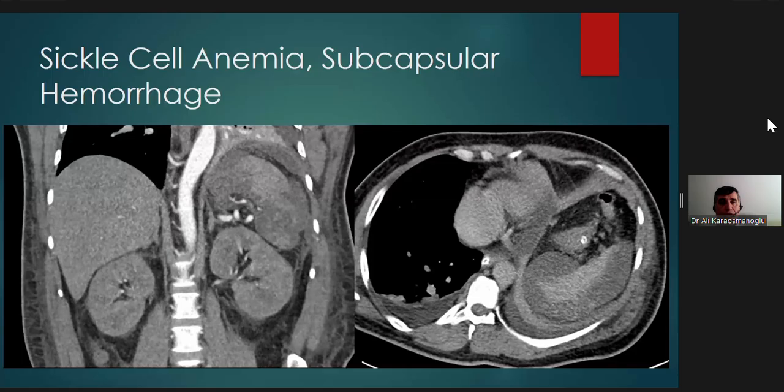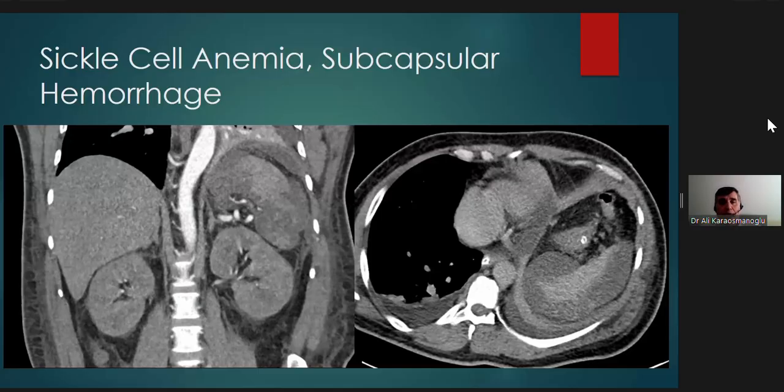So I want to show you a different patient, sickle cell anemia. It's very common in my country, because we are a Mediterranean country, and in the Mediterranean basin, sickle cell is really common. I don't know the situation in India, but it's really common here. So we see a lot of patients with sickle cell anemia.